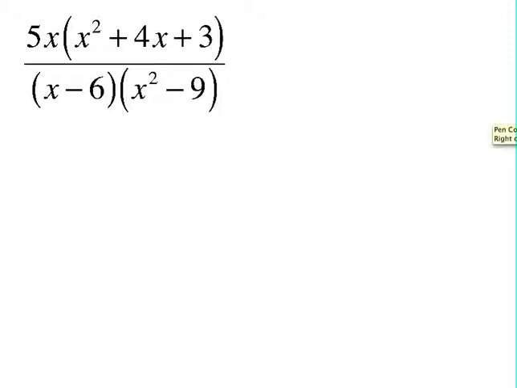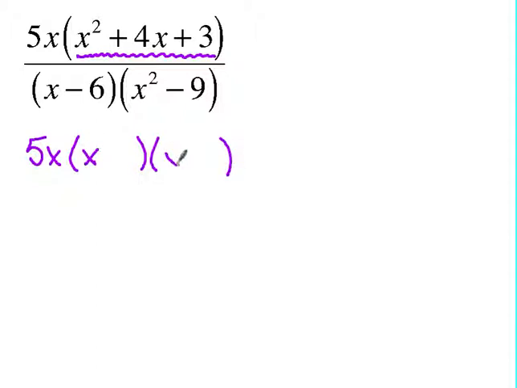So I'm going to first of all start with the x squared plus 4x plus 3. First term in each quantity will be what? X. What am I going to fill in? 3 and 1. What about the signs between them? Plus and plus. Very good. So we already did the top, right? Now what we're going to do is we're going to factor the bottom. Can you factor x minus 6? Nope. So we're going to leave it alone.